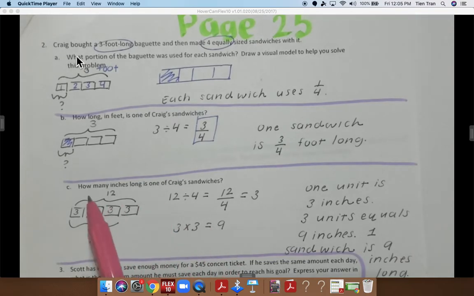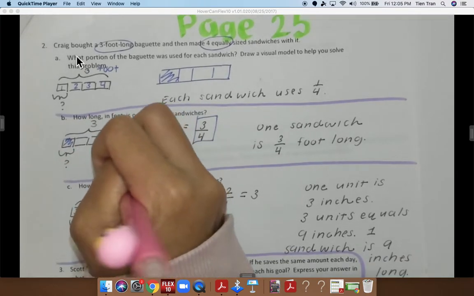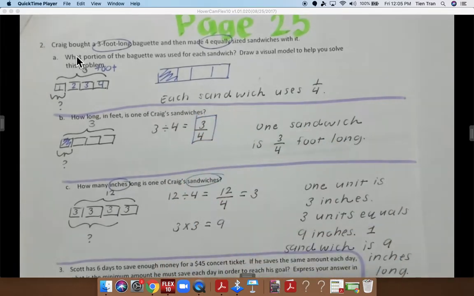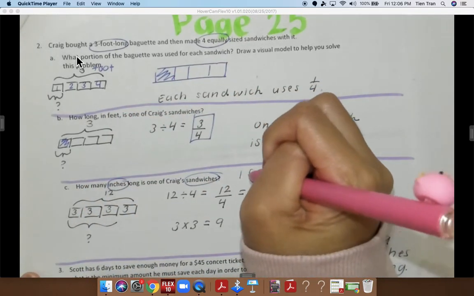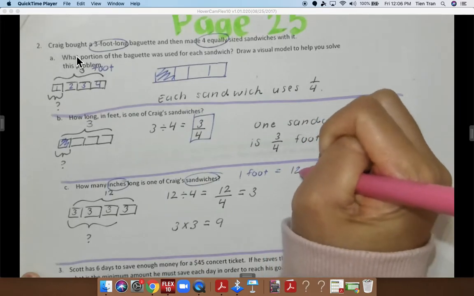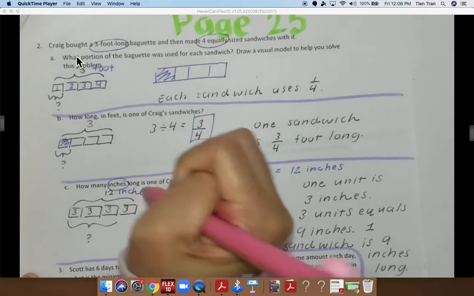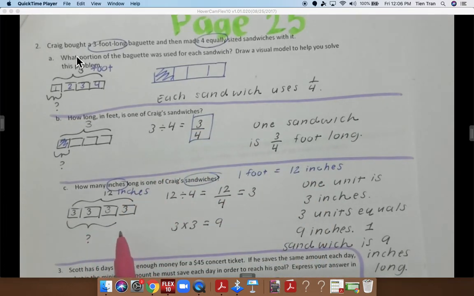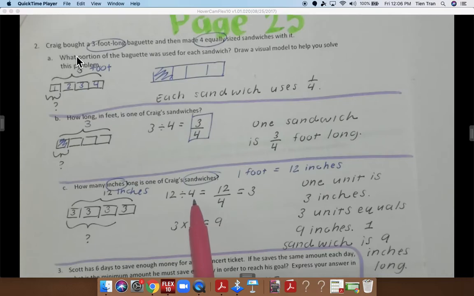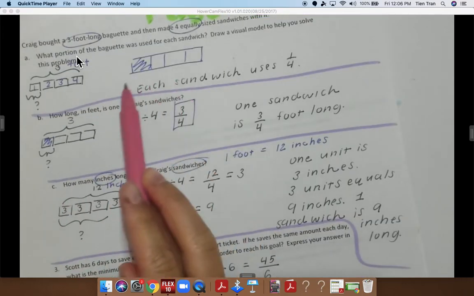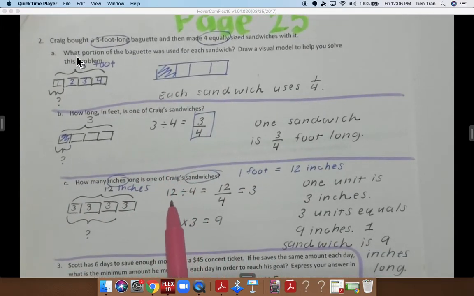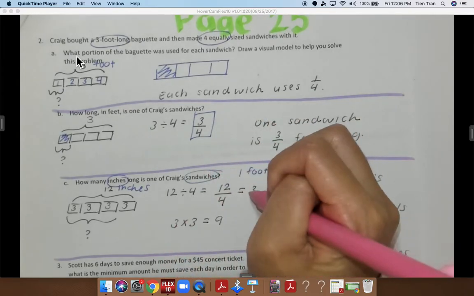For problem C, we have, how many inches long is one of Craig's sandwiches? To figure the amount in inches, I need to convert to 12, because 1 foot is equal to 12 inches. So that's where I'm getting 12 inches from. To figure that out, I need to figure out 12 divided by 4, because we know that there are 4 pieces. We figured that out already. So 12 divided by 4 is equal to 3.